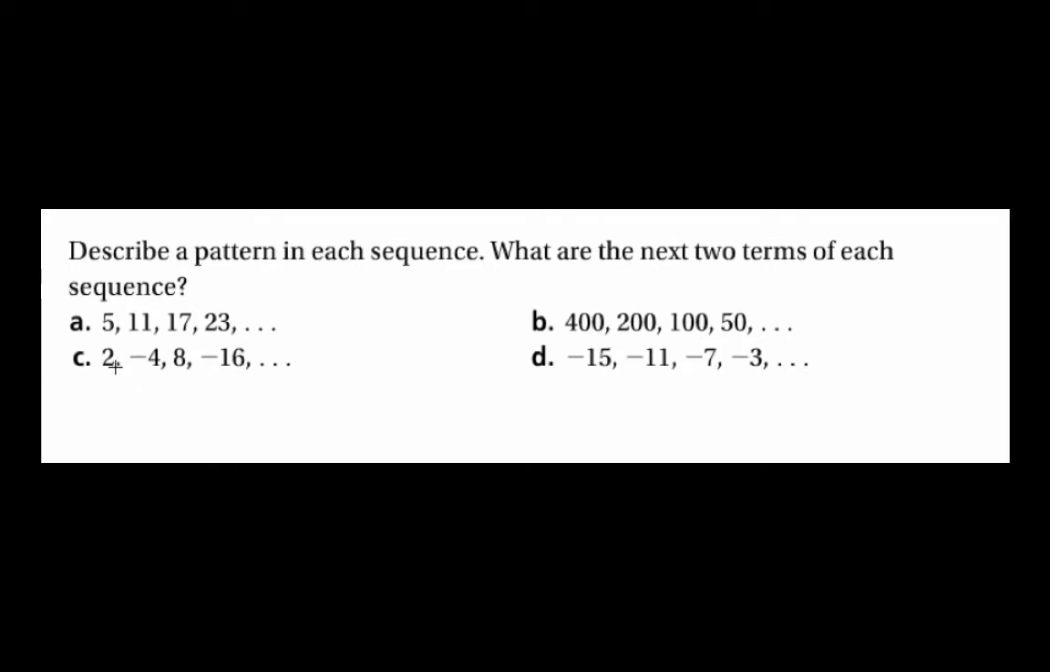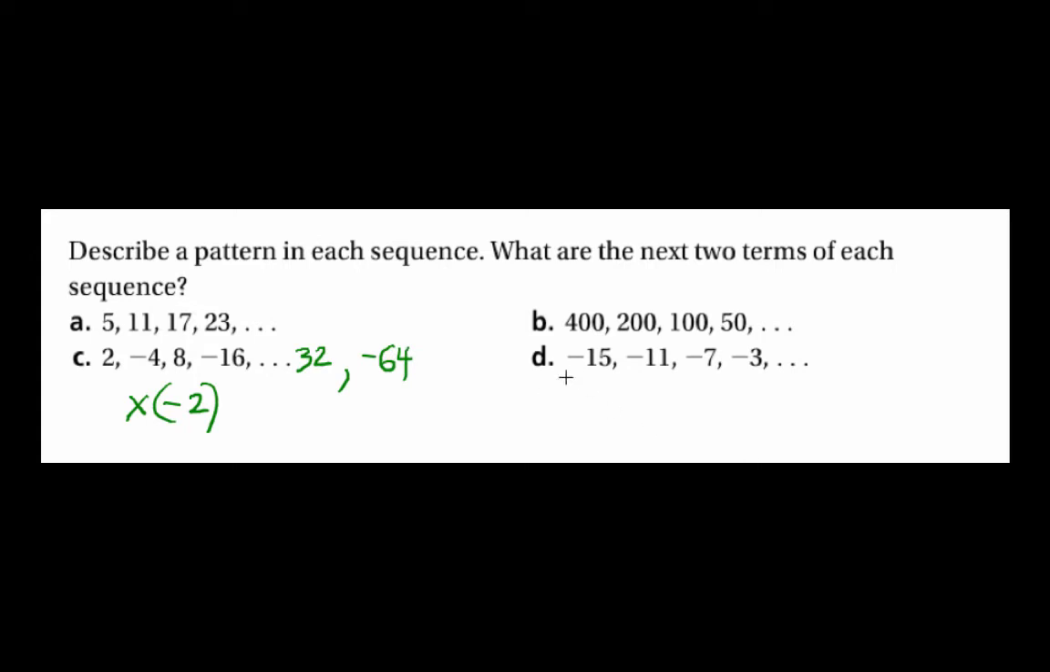In C, our pattern, we go from 2 to -4 to 8 to -16. One thing you observe here is that we go from positive to negative to positive to negative. And we go from 2 to 4 to 8 to 16, so there's a doubling going on here, but we also have a sign change. So the pattern is we're going to multiply by -2 each time. The next term in this sequence would be positive 32, and then after that, times -2 would be -64.